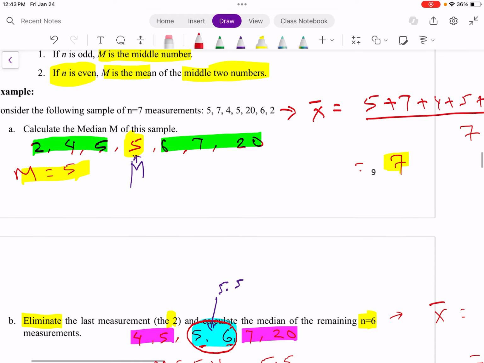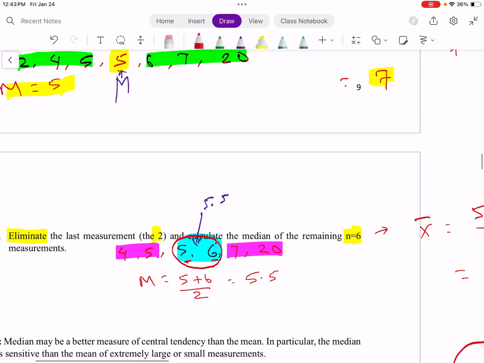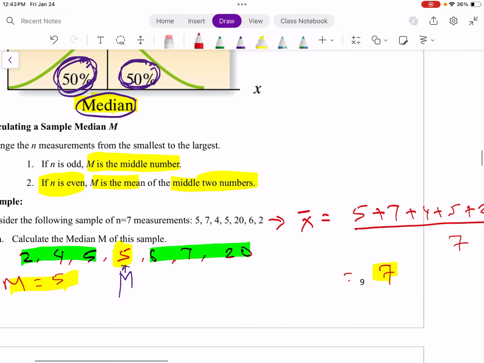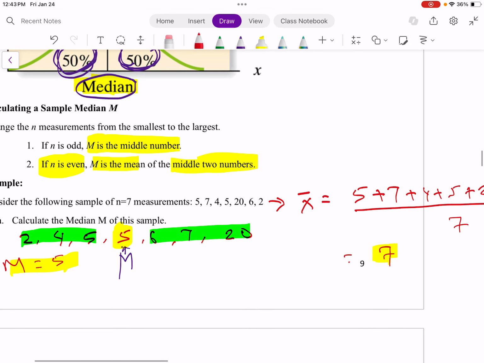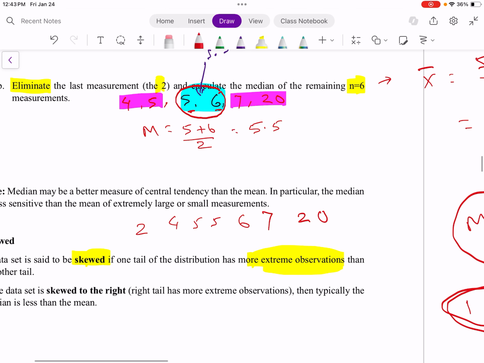Let me rewrite that example. So we had 2, 4, 5, 6, 7, and we had 20, right? Now if we look at this data set, don't you think this 20 is an extreme observation? In comparison to these 6 measurements, 20 is extremely large, right? So it means this is a skewed data set.